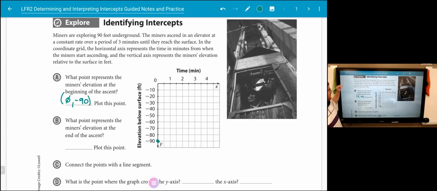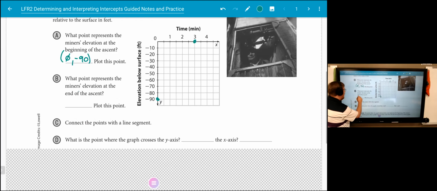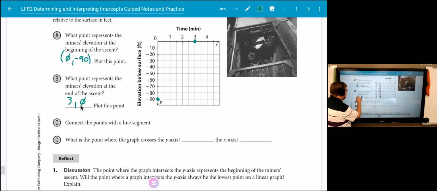Now they're going to rise at a constant rate over 3 minutes until they reach the surface. So at the surface, at 3 minutes, they are not below the surface, not above the surface, they're at the surface. That's 0. So at 3 minutes, they have reached the surface. What point represents the miner's elevation at the end of the ascent? 3 minutes, 0 feet. Plot this point.